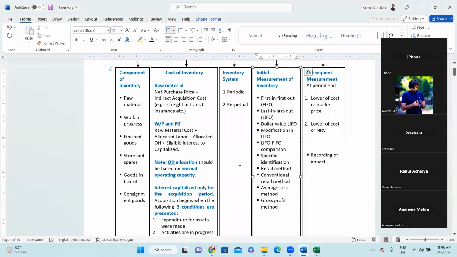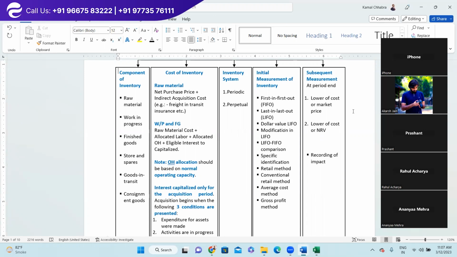And then after that, gross profit method, so that's also a method where you calculate the average gross profit, and accordingly you remove that gross profit to value the closing inventory from the sales price. So that also we'll be discussing along with example. And then once you have done the initial measurement of inventory, then there would be a subsequent measurement, right?